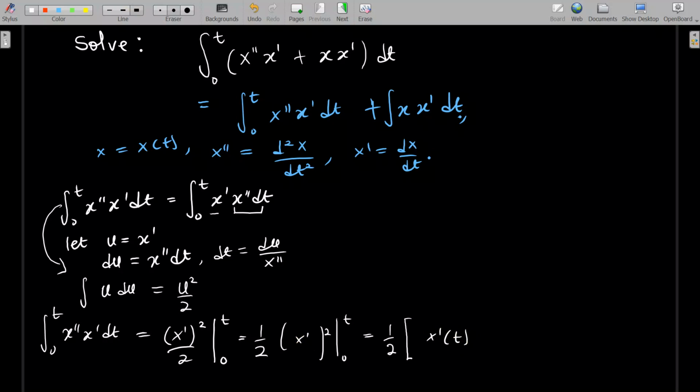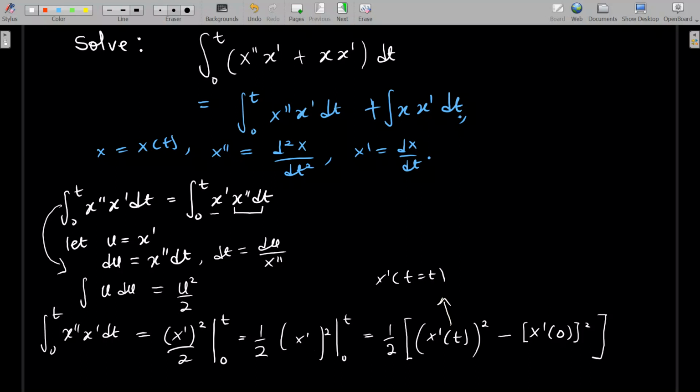T equals t, so just t, and then you square that, minus x prime evaluated at t equals 0, right? So it's going to be 0, and then you square that, and that is the evaluation for that term. Okay, so in other words, you are evaluating x prime at the point where t equals t. That's what this means. And then this one is at the point where t equals 0.